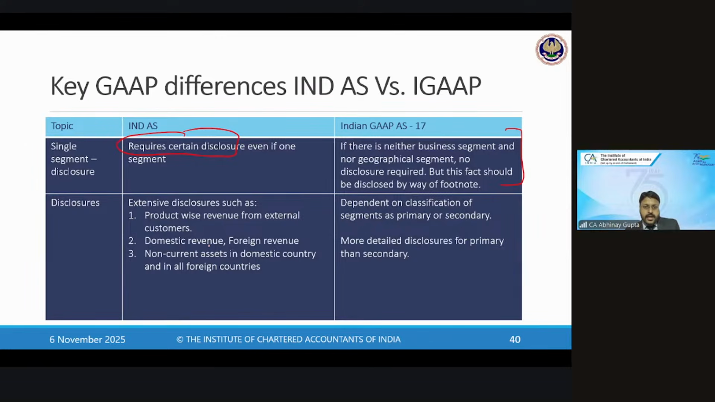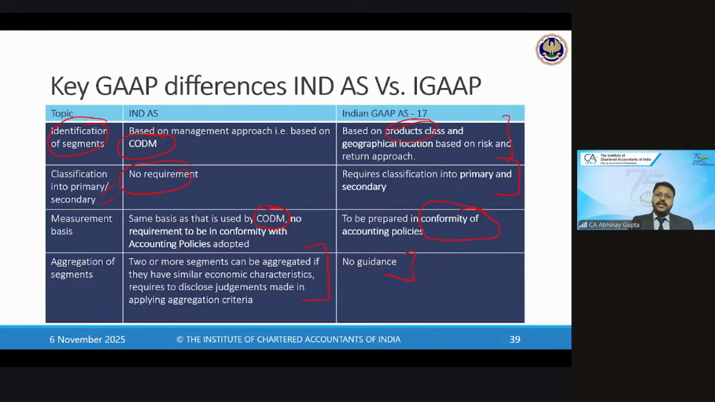And in Ind AS, disclosures are more extensive as compared to Indian GAAP, and this is the common thing in all the Ind AS compared to their respective counterparts in Indian GAAP. So Ind AS are more robust in terms of disclosure. They are specifically talking about product-wise revenue from external customers, domestic revenue, foreign revenue, non-current assets in domestic and in foreign countries, wherever it is. But under Indian GAAP, disclosures were primarily for primary segments, and secondary segments had a lesser disclosure requirement. So these are all key differences between Ind AS and Indian GAAP.